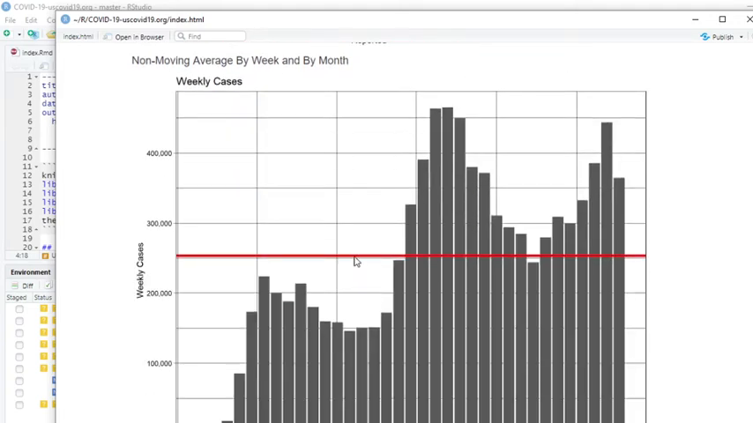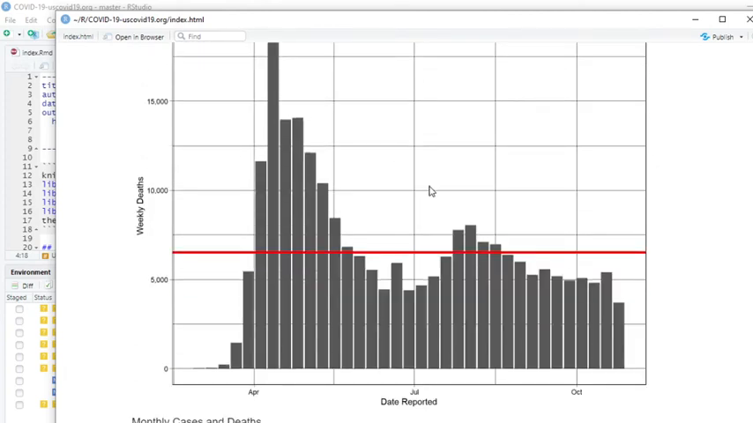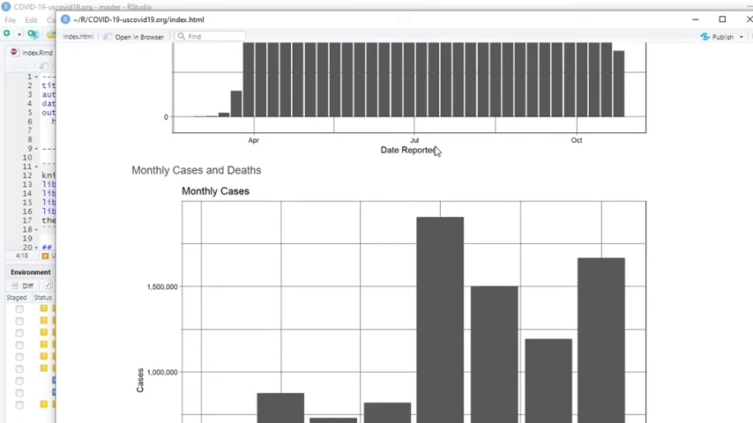The red line is the average number of cases per week. You can see the real problem here is that we continue to have a massive spike in cases. But the good news is for weekly, this is the average number of deaths per week. The good news is look at all the weeks when we finished below average in terms of deaths.